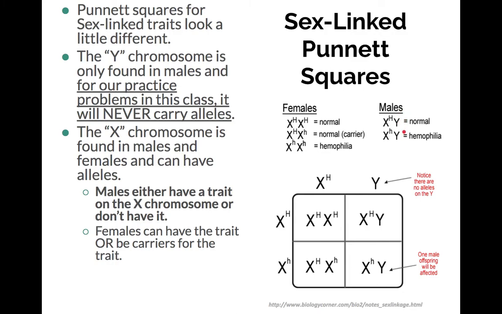The X chromosome is found in males and females and can have alleles. Males can either have a trait on the X chromosome or they don't have it. Females can have the trait or be carriers for that trait. Now, what does that mean?